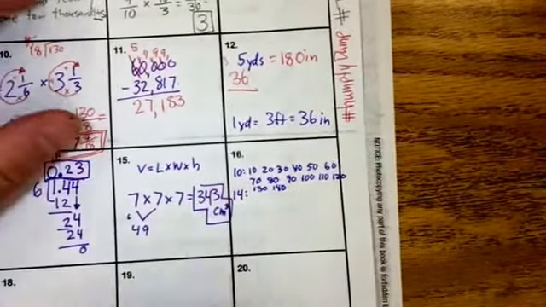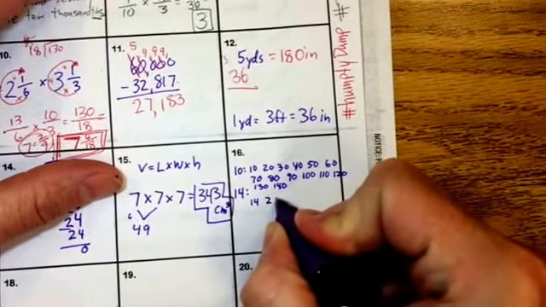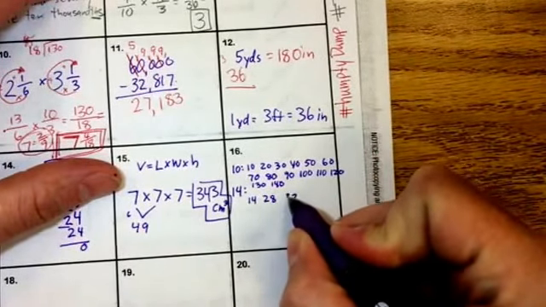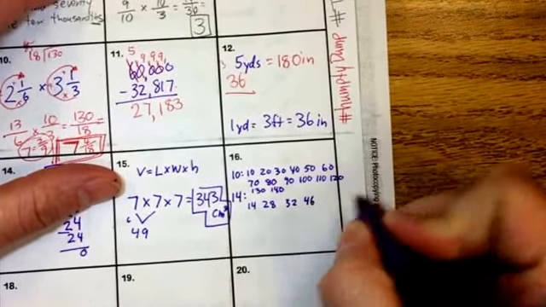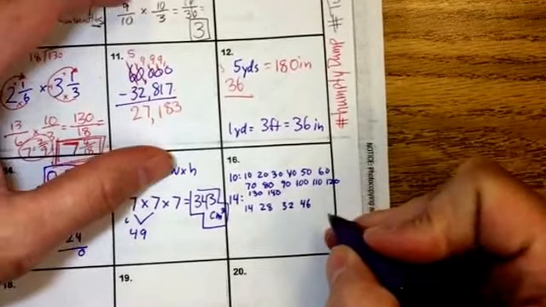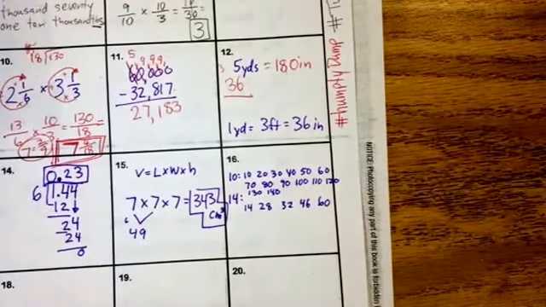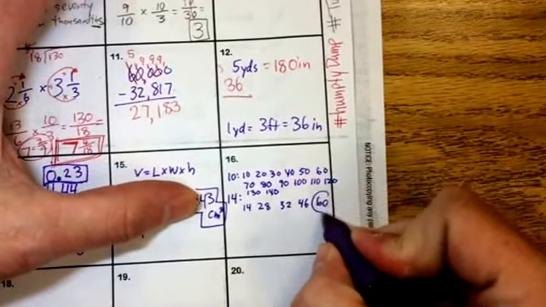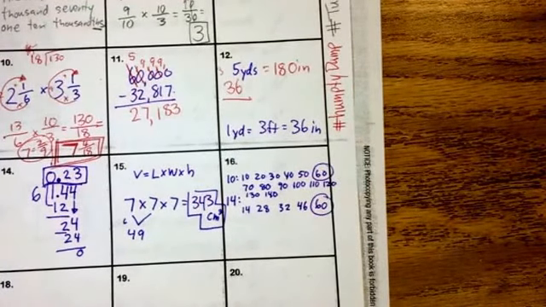So my multiples of 14, well, I've got 14, 28, 42, 56, 70, and so on up to 140. So I can see that I had something else in common with 10 and 14. My least common multiple has to be 70 here.